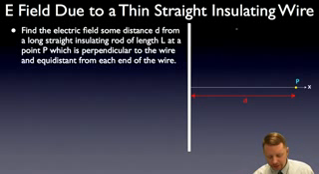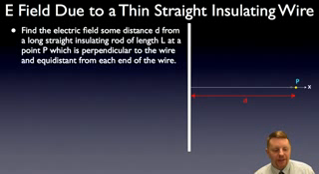The electric field due to a thin straight insulating wire. Find the electric field some distance d at point P from a long straight insulating rod of length L. We'll assume that it is uniformly charged, and this has to be perpendicular, the line from the center of that wire. We could do it at any point, but let's keep things as simple as we can, because this already is going to be a bit more involved than the last one.